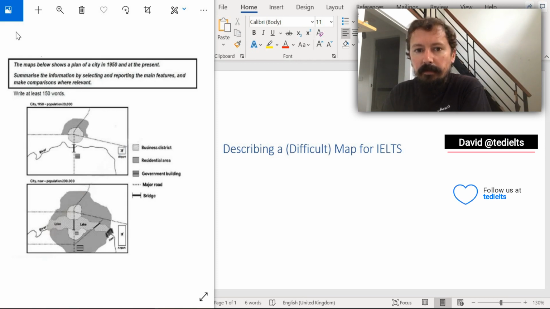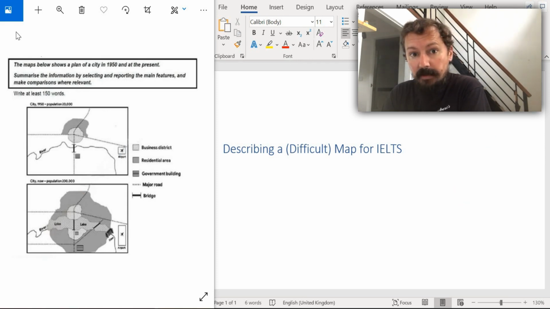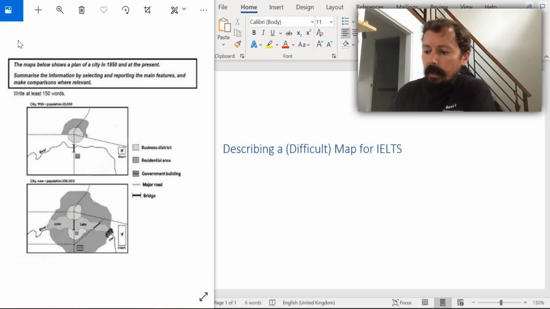Today we're going to do a video that explores maps and IELTS writing. As you may know, in IELTS writing task 1, you might have to describe a map of some kind. We can see here that there are different kinds of maps.